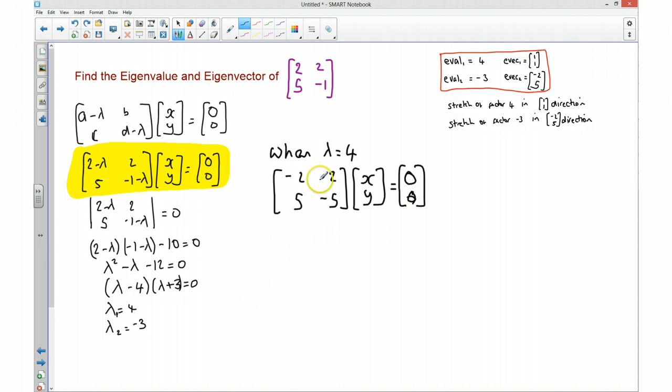So that means that negative 2x plus 2y is going to be 0, and 5x take away 5y is going to be equal to 0. So I need to find x's and y's that are going to make this true. Looking at this, if x was 1 and y was 1, then that would be true, and this would be true as well. So I'm going to choose the value of 1, 1. Therefore, when lambda is equal to 4, which is my first eigenvalue, the corresponding eigenvector, which I'll call e sub 1, is going to be 1, 1.